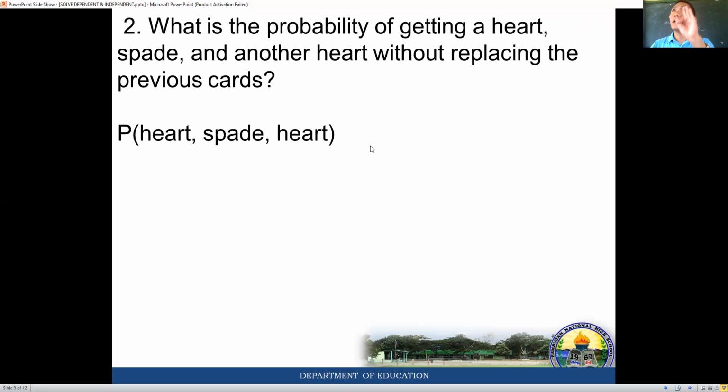So what is the probability of getting a heart? How many hearts are there? There are 13. So 13 out of 52. So 13 over 52. And then the probability of getting a spade. How many spades are there? There are also 13. But then hindi na binalik, di ba, kasi without replacing. So ilan na lang yung nandoon sa deck of cards? There are only 51. So therefore, the probability of the second event spade is 13 over 51.